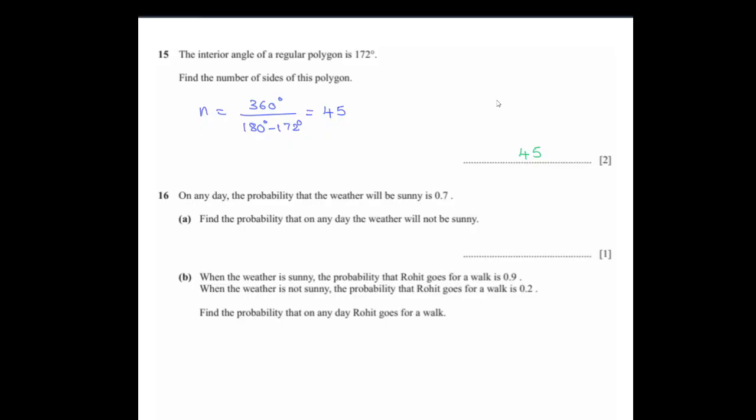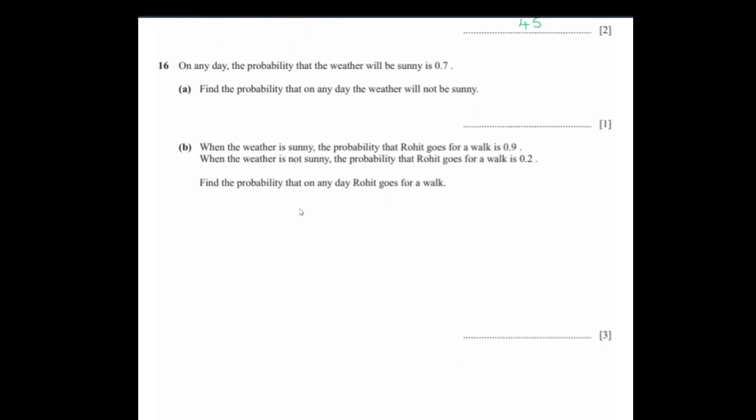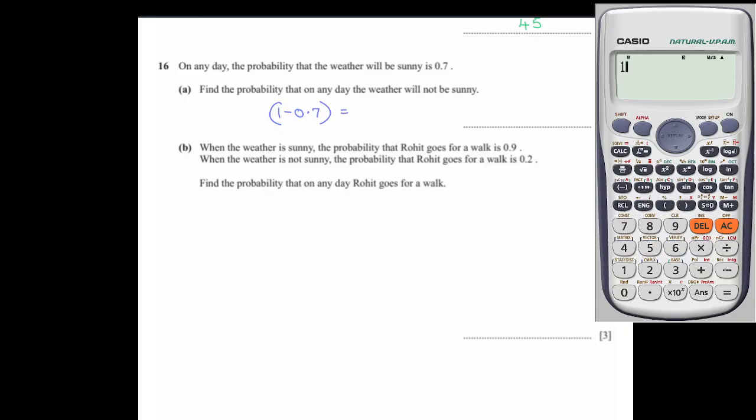Question number 16. On any day, the probability that the weather will be sunny is 0.7. Find the probability that on any day the weather will not be sunny. So the probability that on any day the weather will be sunny is 0.7. The probability that the weather will not be sunny will be, from the whole, we have to subtract 0.7. So 1 minus 0.7 is 0.3.